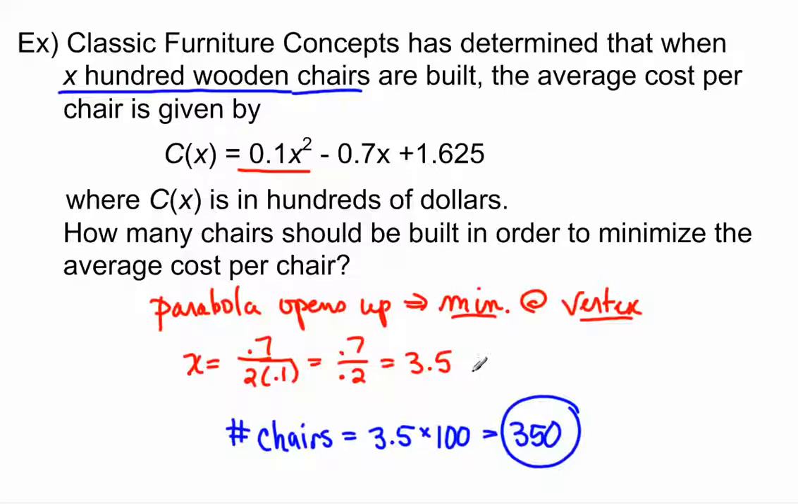Now, it doesn't mean I'm doing 3.5 chairs. Remember, it's x hundred wooden chairs, so I take 3.5 times 100, and that gives me 350 chairs. Now, if they wanted me to tell them what the average cost per chair is, I would plug that in and then multiply my answer by 100 to give them the cost.